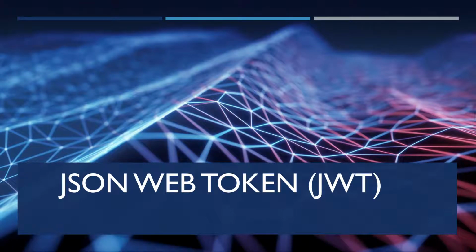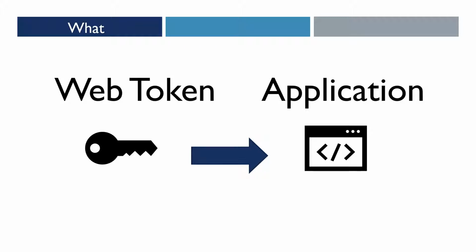Today we will learn about the basics of JSON Web Token. JSON Web Token or JWT is an industry standard used to create authorization tokens for web applications. A JWT is cryptographically signed and not encrypted.